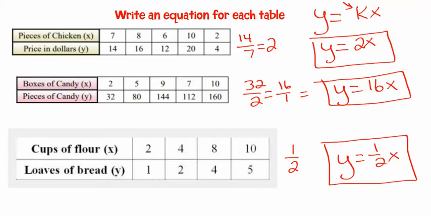All right, so the nice thing about this is once I have my equation here, I can give you any x value here. Let's say I give you cups of flour. Let's say I have 12 cups of flour. So all I would do is plug it into this formula. So 12 cups of flour times a half, and then I would figure out how many loaves of bread I could make. If I simply multiply it across, that would give me 12 over 2, which means I could make 6 loaves of bread.